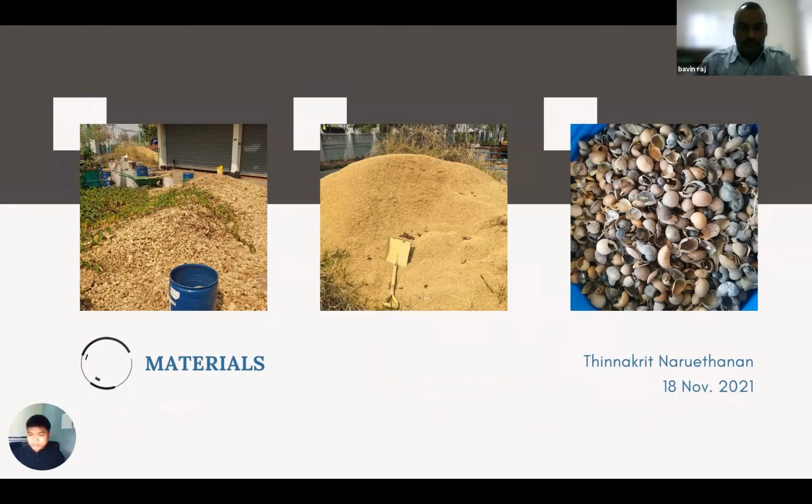Initial biomass moisture content was determined by measuring the initial and final weight of biomass sample placed in a hot air oven at 100 degrees Celsius for 24 hours.